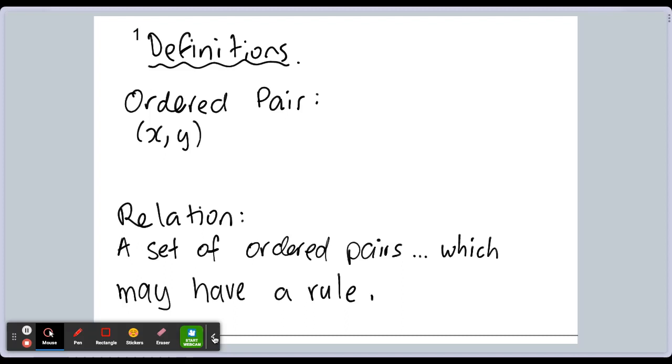Okay, so we have this idea of an ordered pair. This is just for the video. And then we can talk about a relation as being a set of ordered pairs, and that set may be generated based upon a rule. Then we have, don't worry about writing all of this down, just this on the top right-hand corner here.